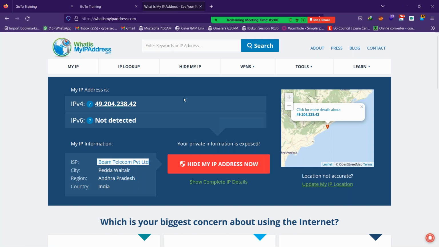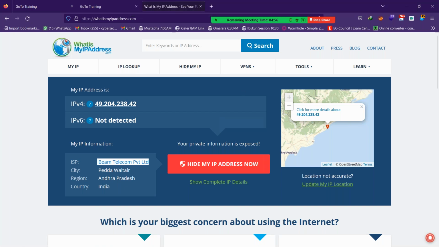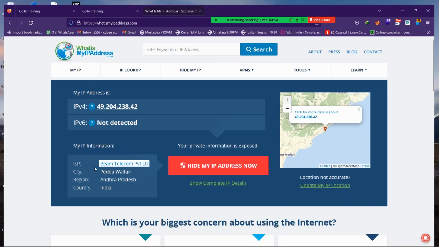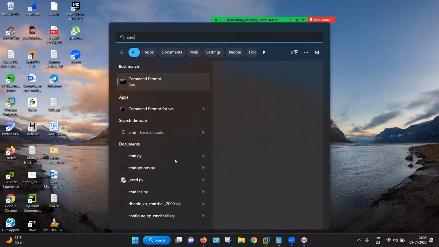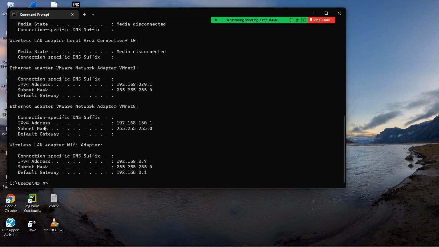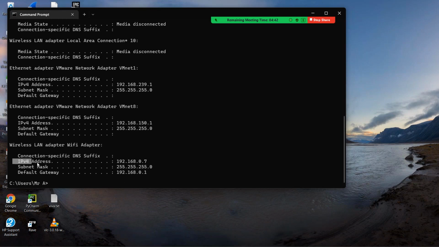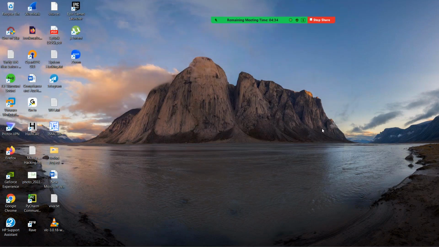Now, if you want to check your private IP, the IP that I'm getting for this device, the laptop, you can go to your command prompt, cmd, and run the command ipconfig. This shows me my private IP here. Right now I'm connected to my Wi-Fi network, and this is the private IP, 192.168.0.7. That's how you check each of those IP addresses, public and private.